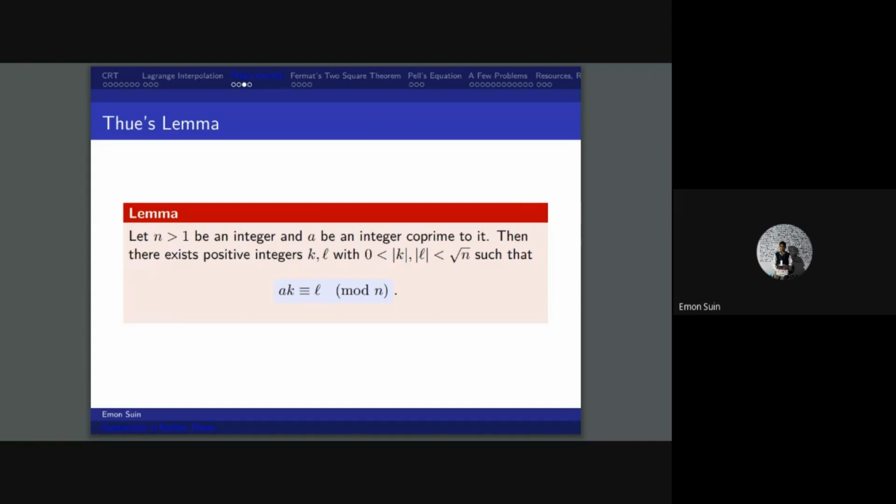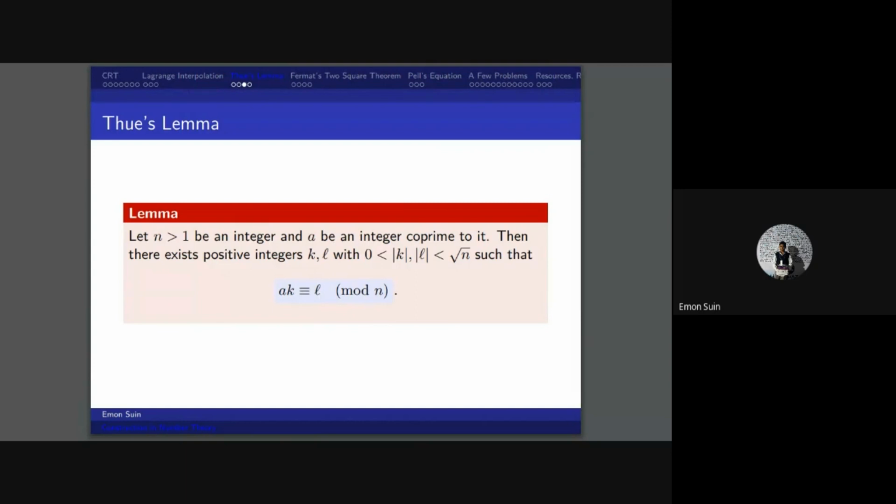So can anyone tell why is this mod k, mod l necessary? One correction, please make it: this "positive integers" will not be there. Simply, there exist integers k and l. I just forgot correcting it. Just strike through it. So this "positive" is not necessary. What will be the statement? Then there exist integers k and l with 0 less than mod k, mod l, which is less than root n, such that this congruence is satisfied.